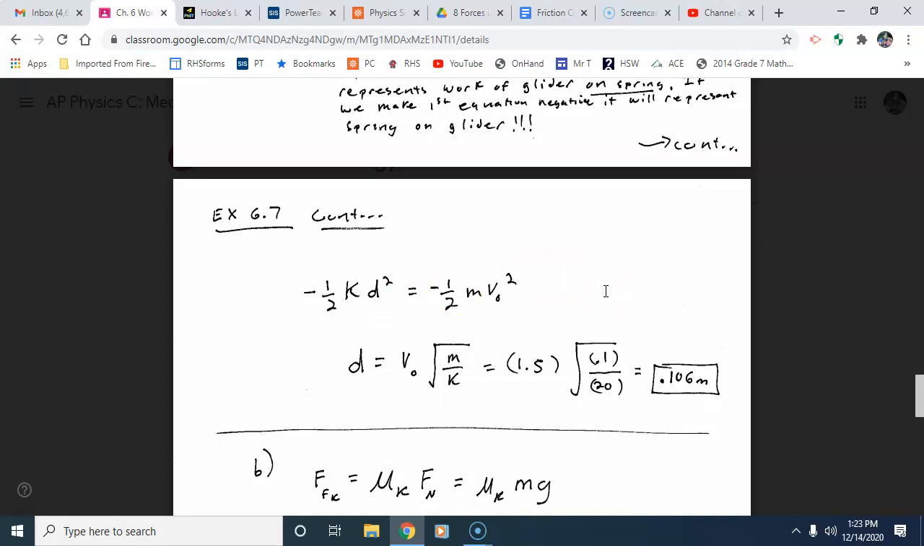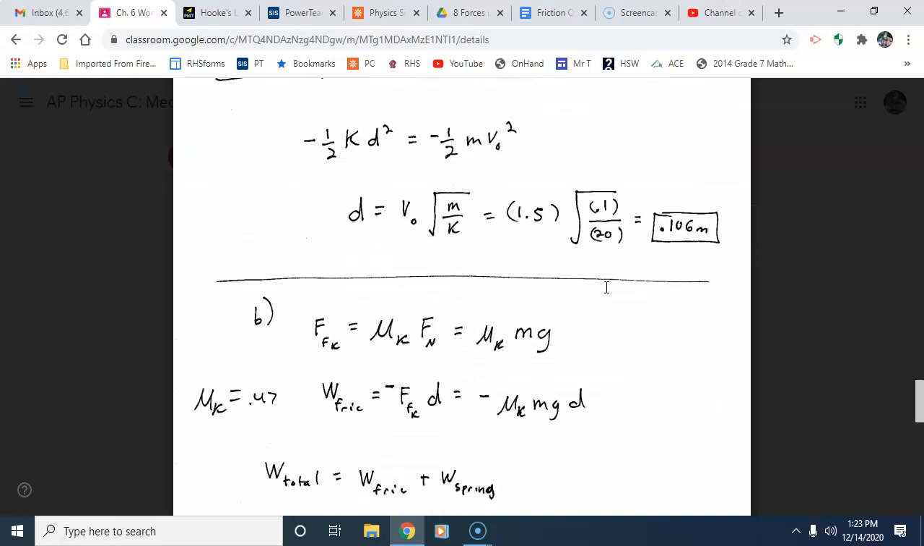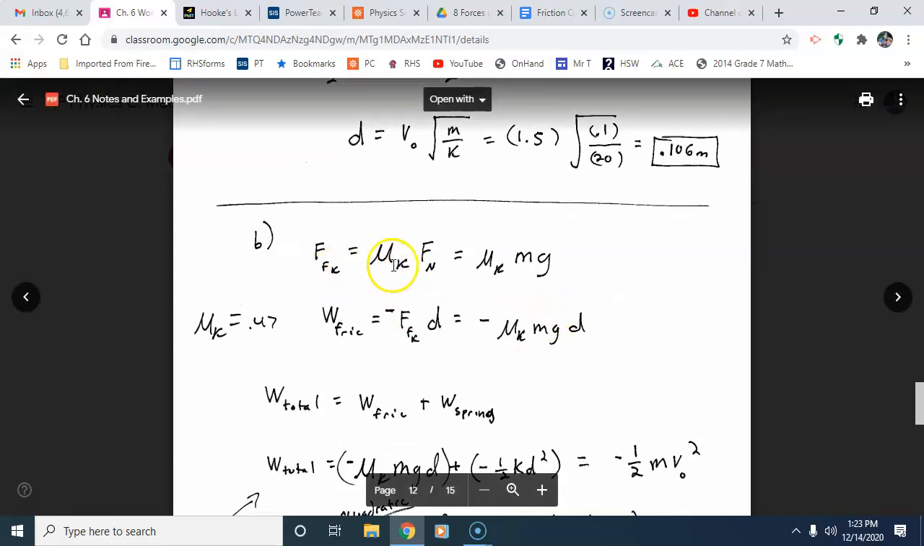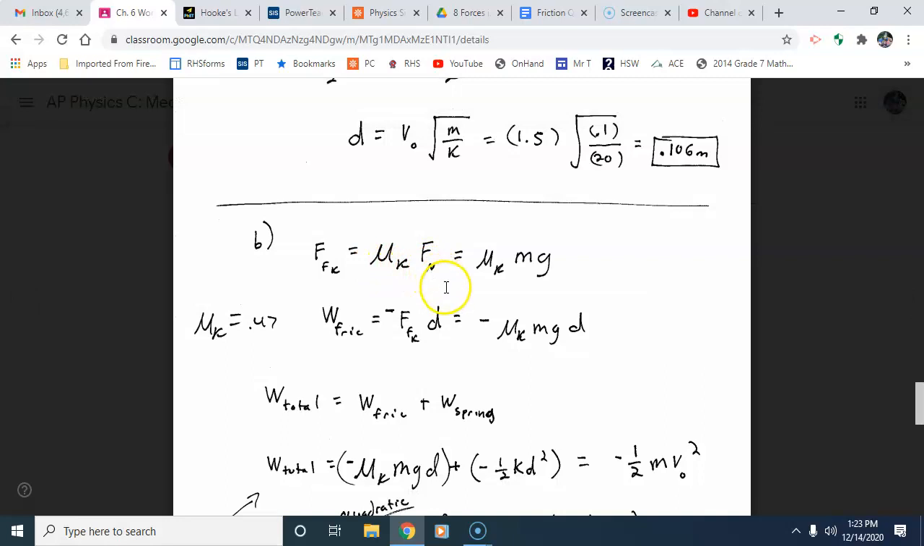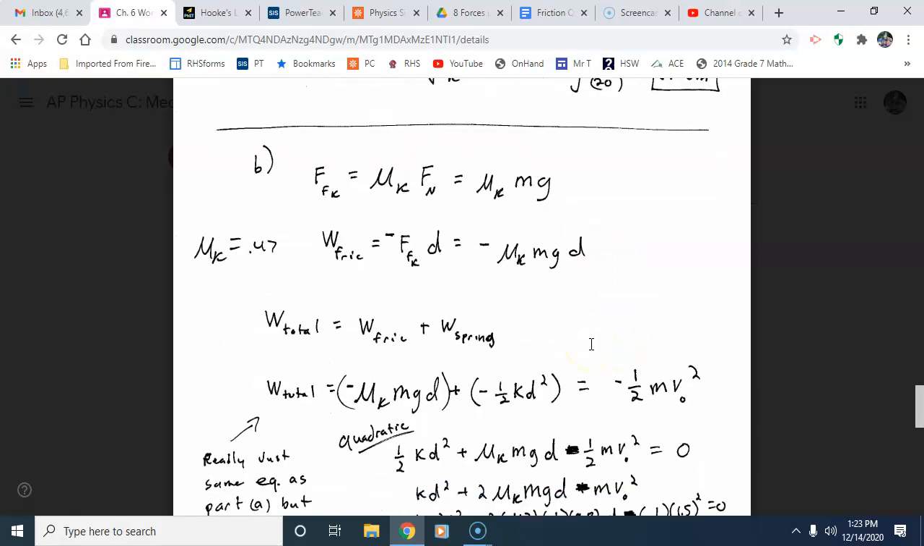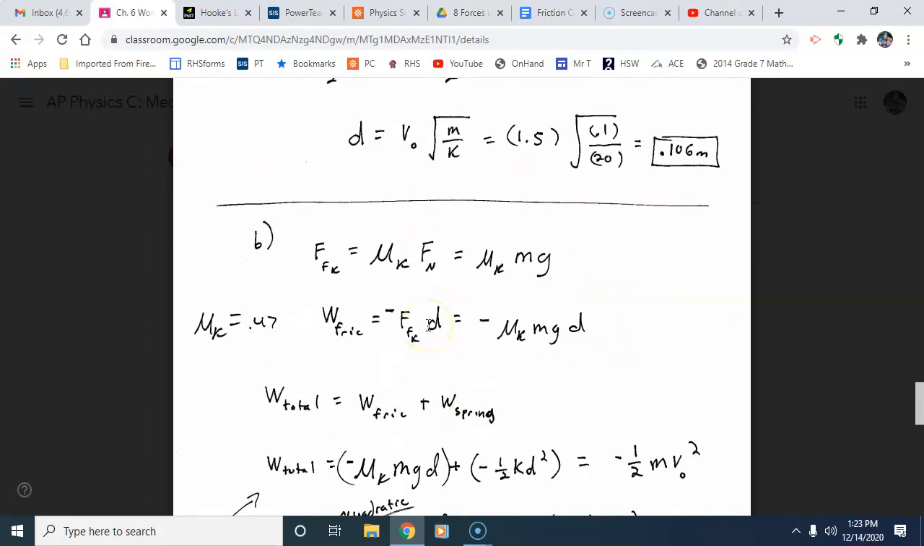Now part B tells us to include friction. And the mu k is 0.47 for the friction. Now we should remember from the past that friction, kinetic friction, equals mu k times the normal force. For this glider, since it's on a flat surface with only horizontal pushes or pulls, the normal force is equal to the weight, and the weight's mg. So the work done by friction has to be included with the spring. All right?